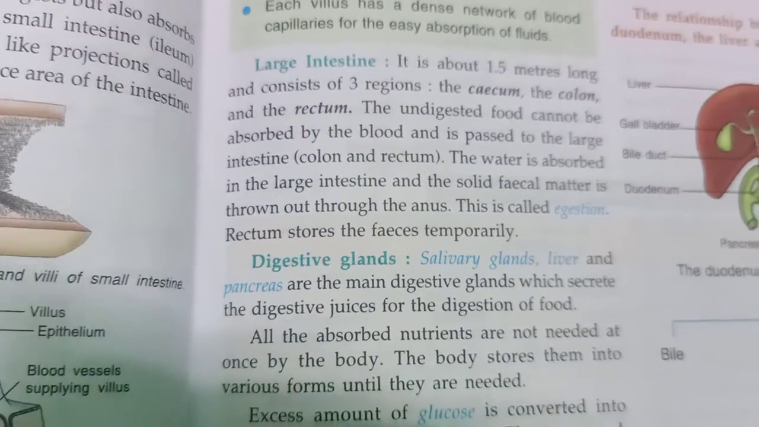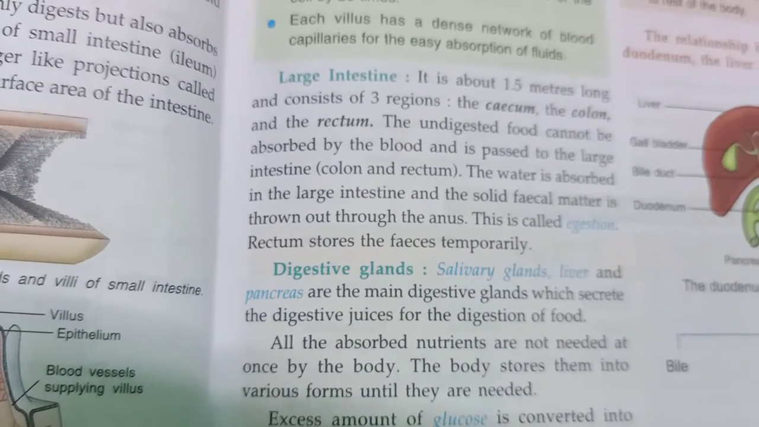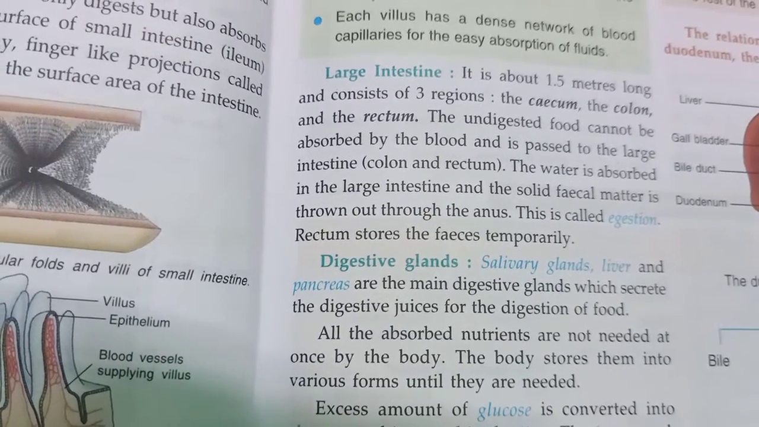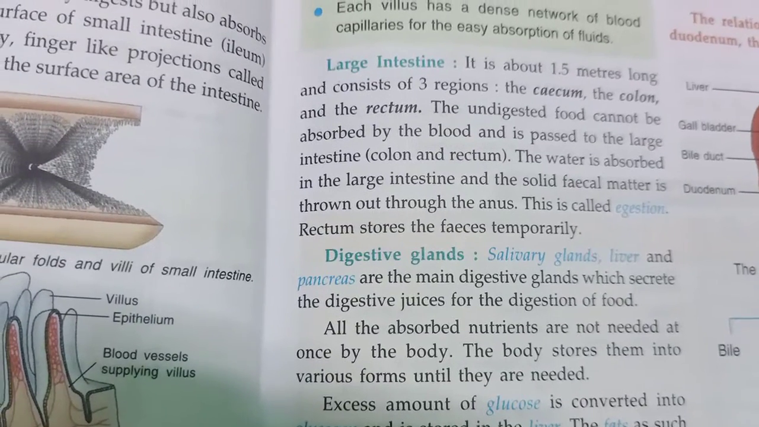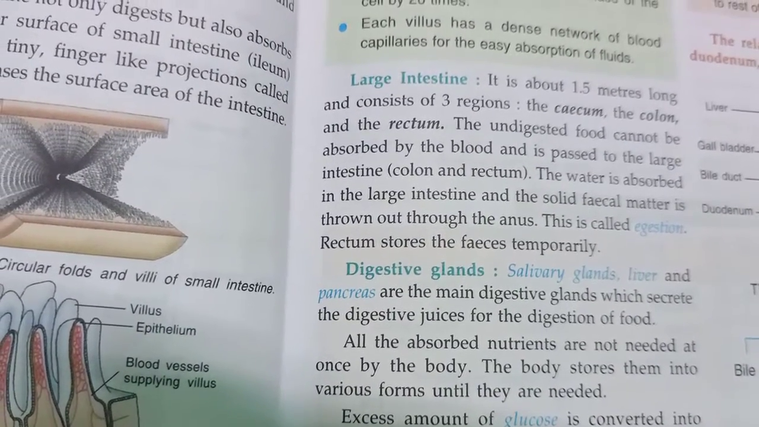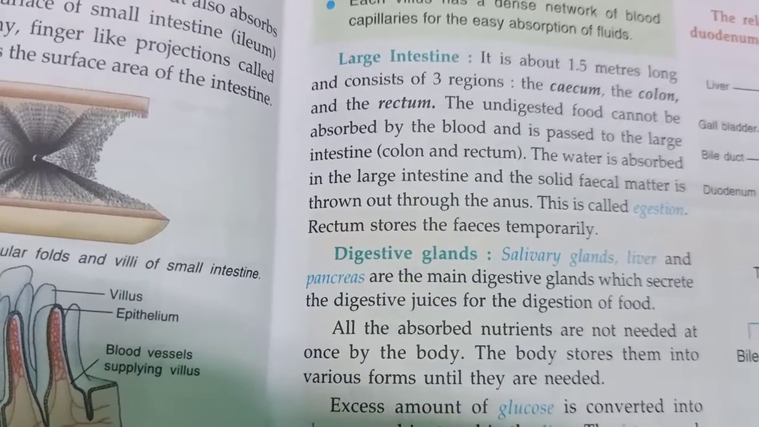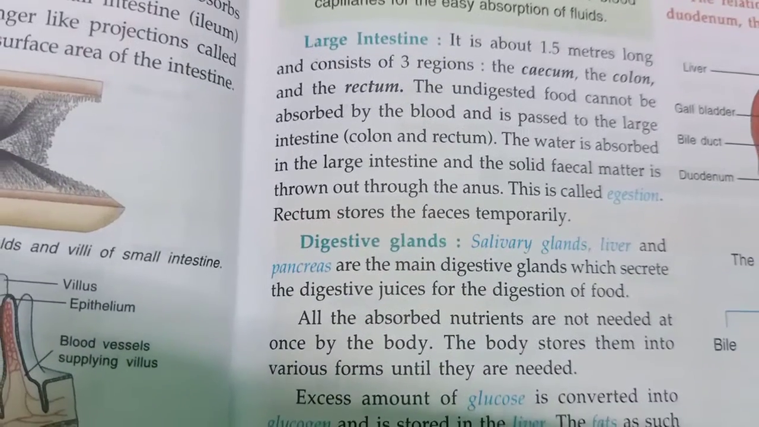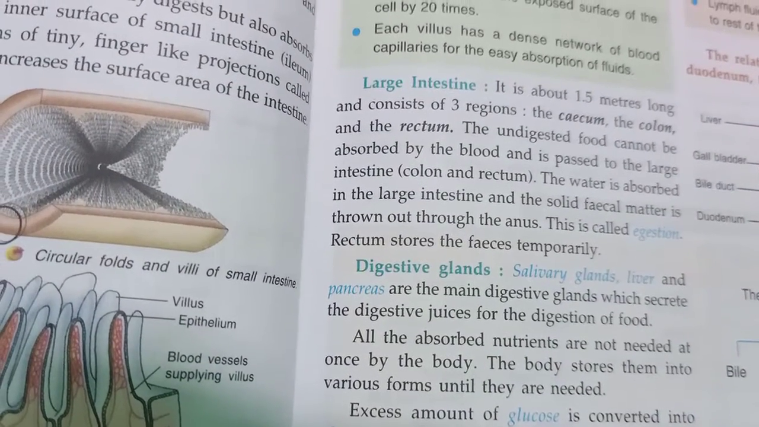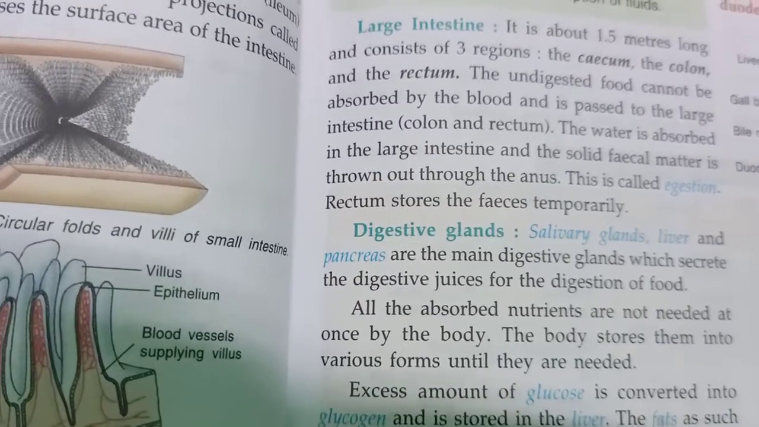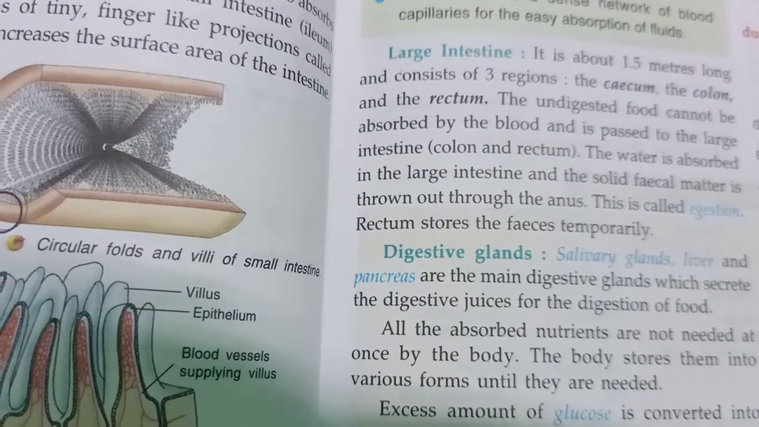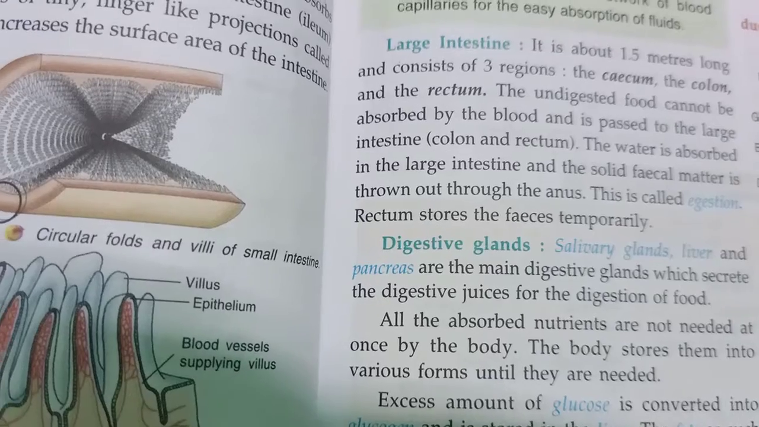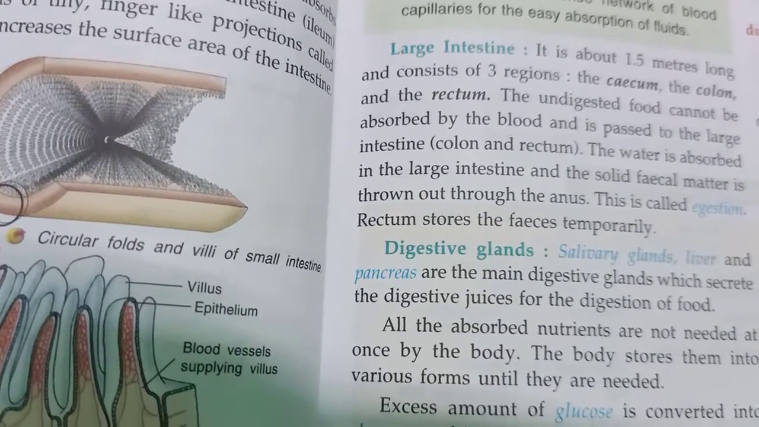Now the undigested food cannot be absorbed by the blood and is passed to the large intestine, inside the colon and the rectum. The leftover food, also known as undigested food, which is not absorbed by the blood, passes into the large intestine. Now the water is absorbed in the large intestine, and the solid fecal material is thrown out through the anus. The removal of the unwanted, undigested food part is known as egestion.